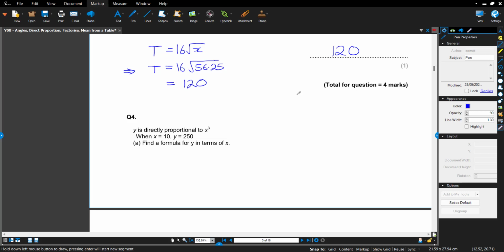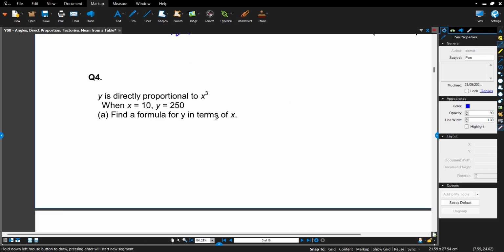Y is directly proportional to x cubed. Same thing, it's just a different order, different power. So we're going to write down y is directly proportional to x cubed, so it's equal to something x cubed. Guess what the letter is? K. We need to find out what k is. So that implies when y is 250, x is 10. So watch out, don't get it mixed up here. X is 10, y is 250.